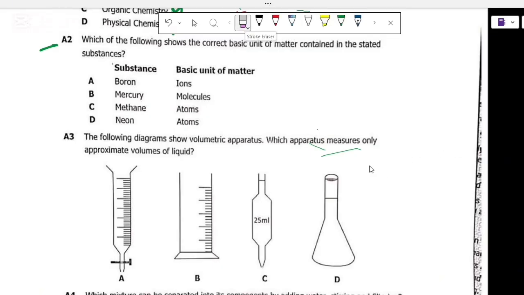So let's go back to the question that we have here. The question is saying, which of the following shows the correct basic unit of matter contained in the stated substances? So what do you think is the correct answer to this particular one? We have to analyze this to make sure that we get the concept of what is happening.